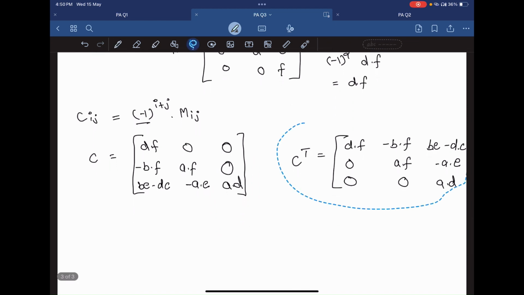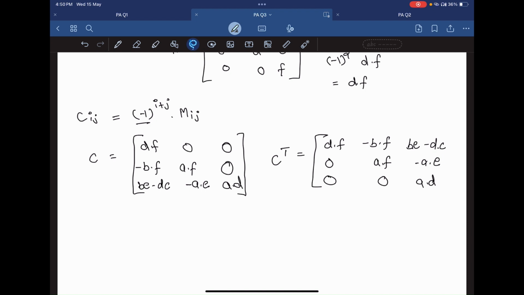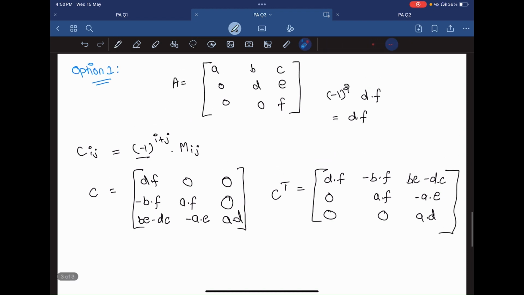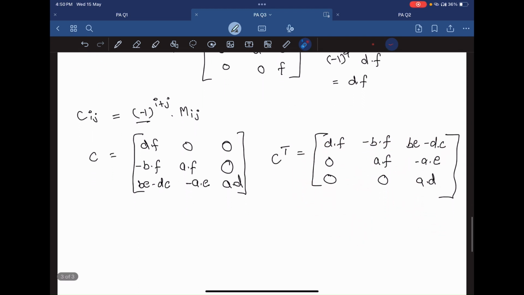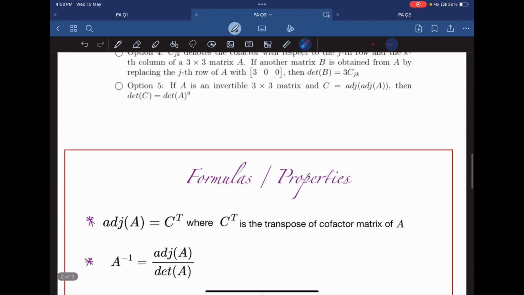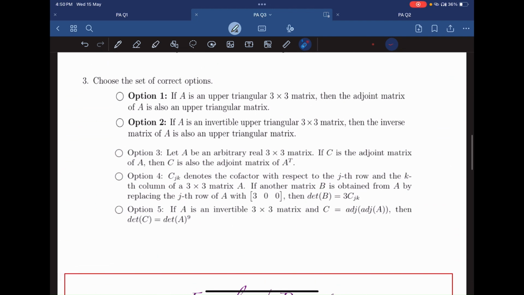So one can clearly see that this is also an upper triangular matrix, as the elements above the diagonal are non-zero while these are 0. So it is an upper triangular matrix, and the first option would be correct.